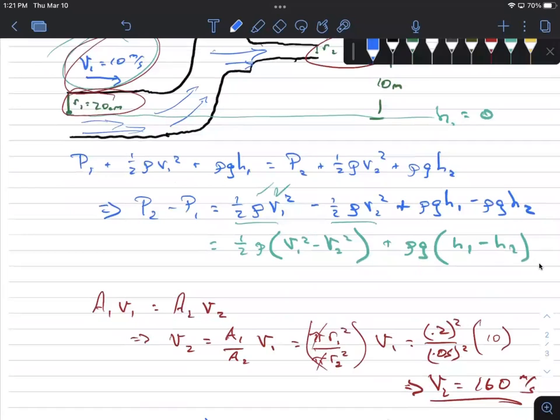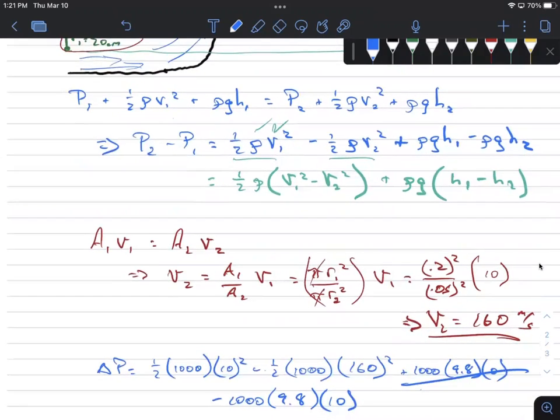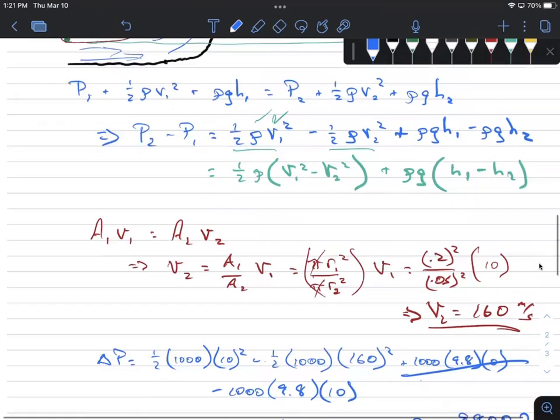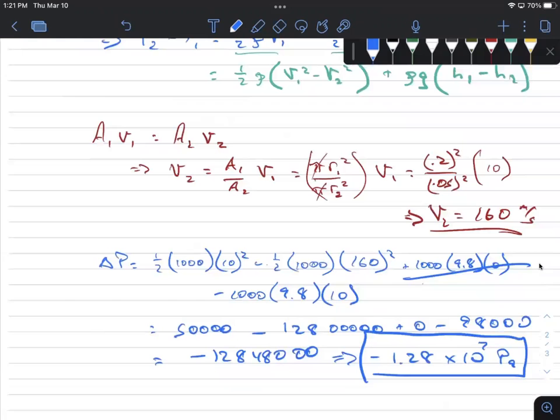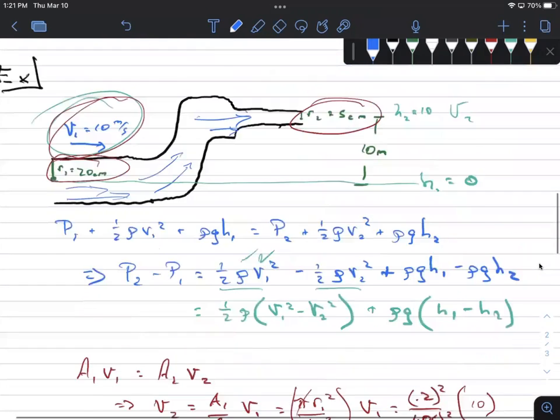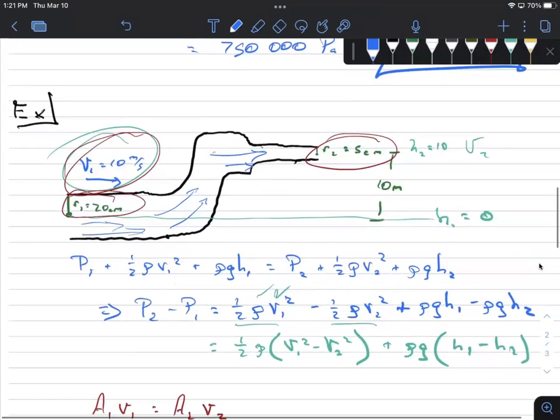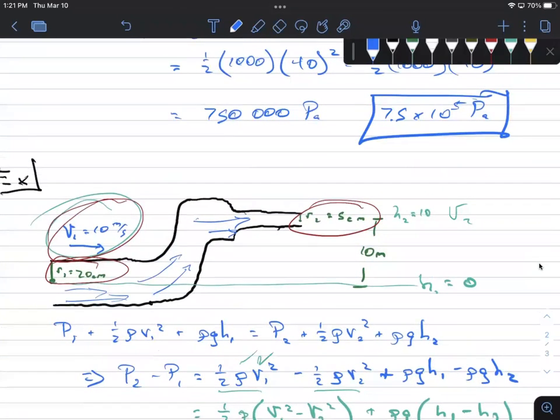So I need to know the value of every variable, and I know everything except for V2. So V2 I solve using the continuity equation and I get an answer. Once I have that, I just plug all the numbers into my Bernoulli equation and I solve for my answer. The only thing that's a little strange is that I'm not actually told the actual heights. All I'm told is that the pipe goes from wherever it is to 10 meters above that.